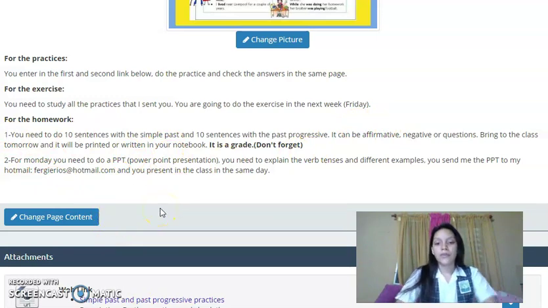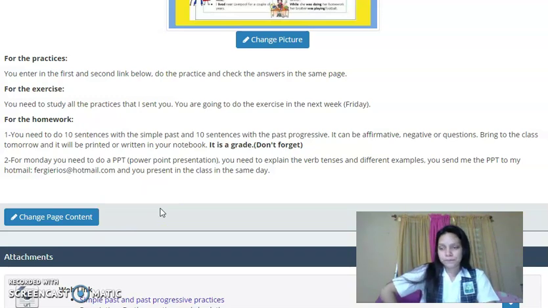And for the homework, from tomorrow, you are going to write 10 sentences with simple past and 10 sentences with past progressive, and they can be affirmative, negative, or a question. And bring it to the class tomorrow. It will be written in your notebook or printed. And don't forget because it is a grade.